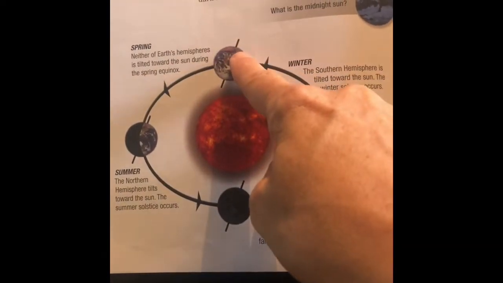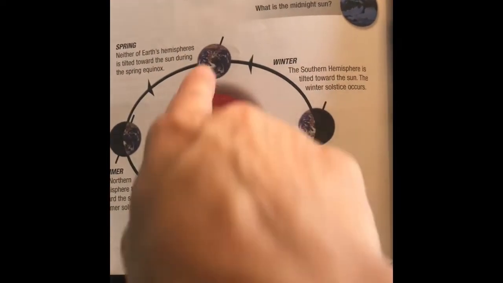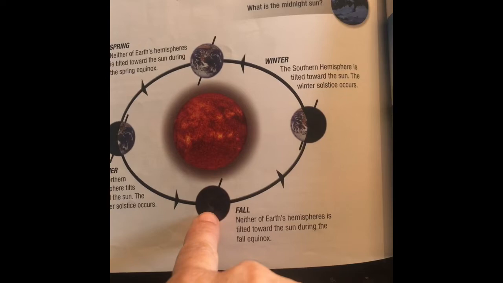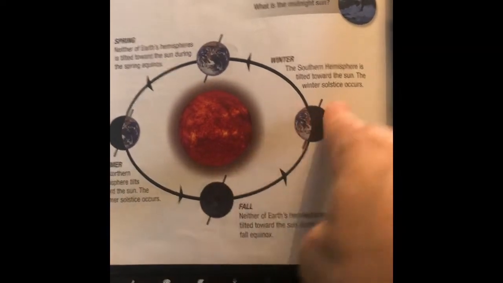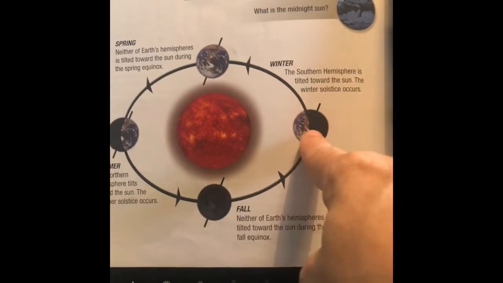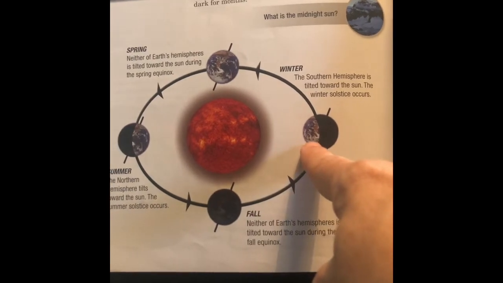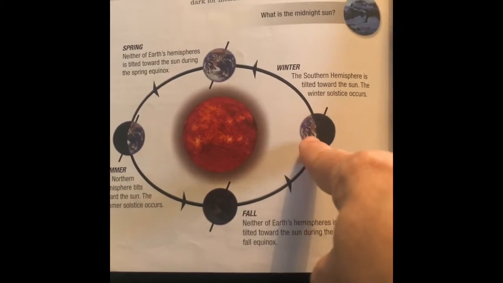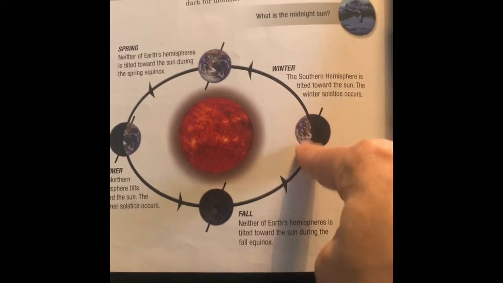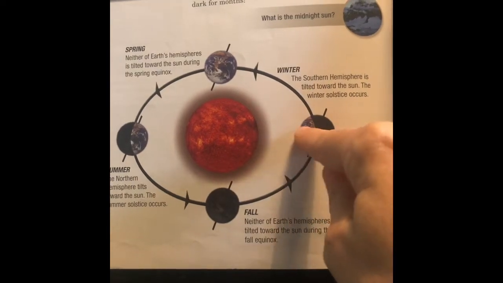And then we have spring, and then we have fall. These are when neither of the Earth's hemispheres is tilted towards the sun, okay, during these two. Okay, so it's going to depend where you are on Earth. At the same time that we are having summer, someone who is living in the southern hemisphere would be having their winter, and they would be having their summer when we're having our winter. It's the opposite.